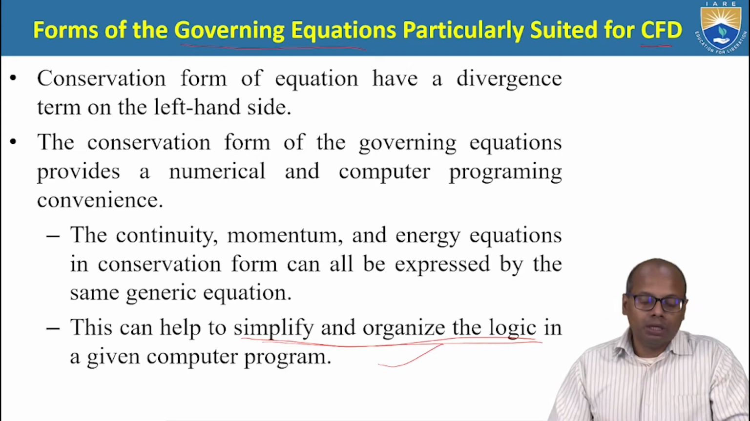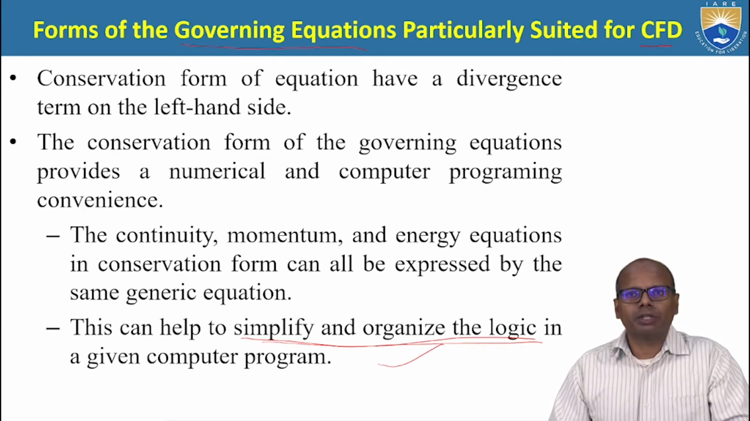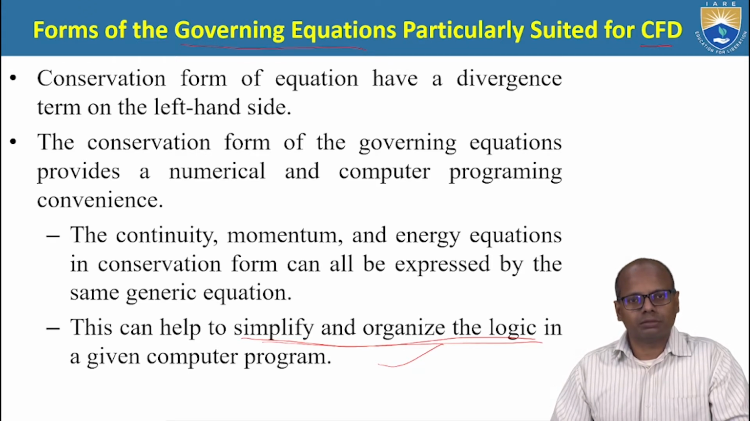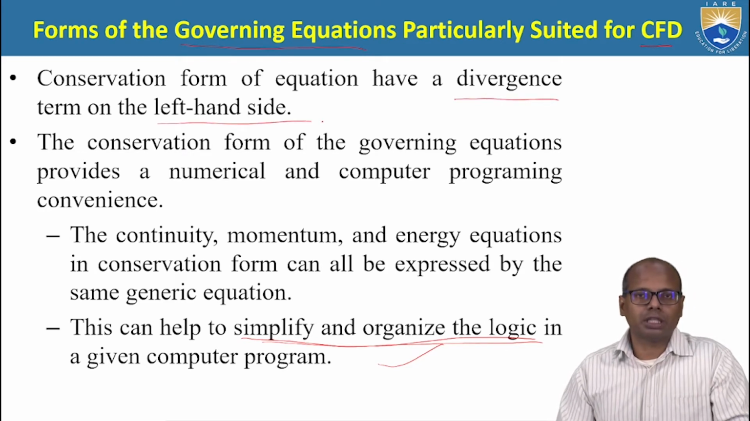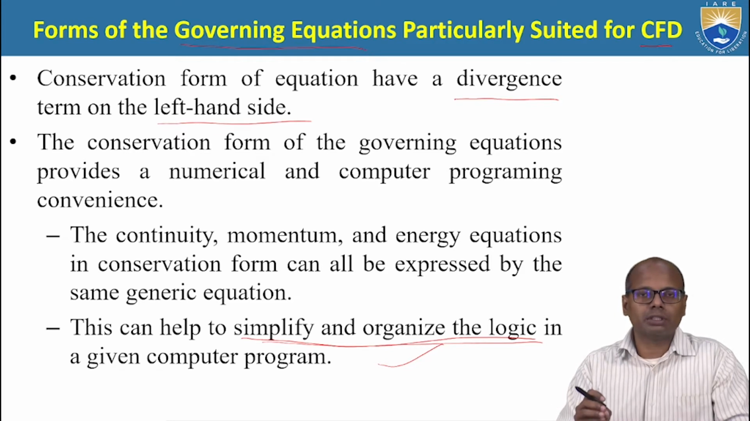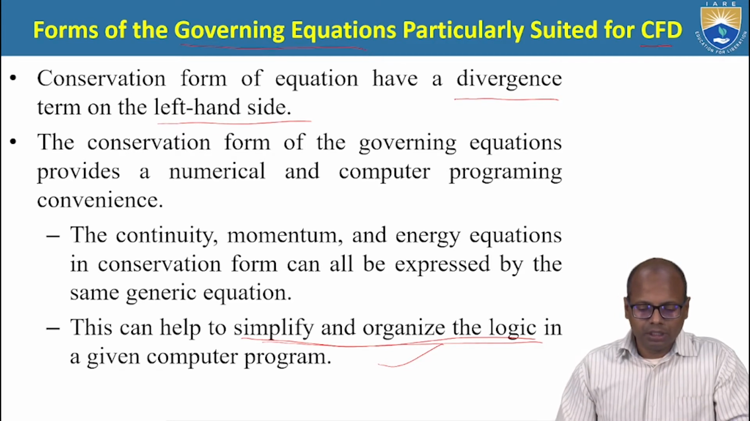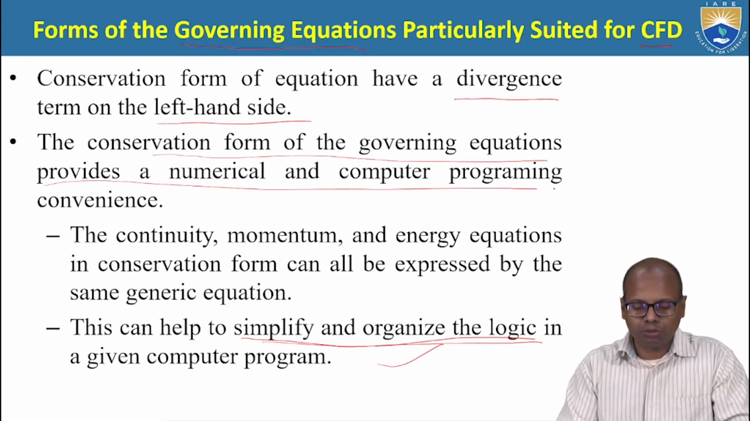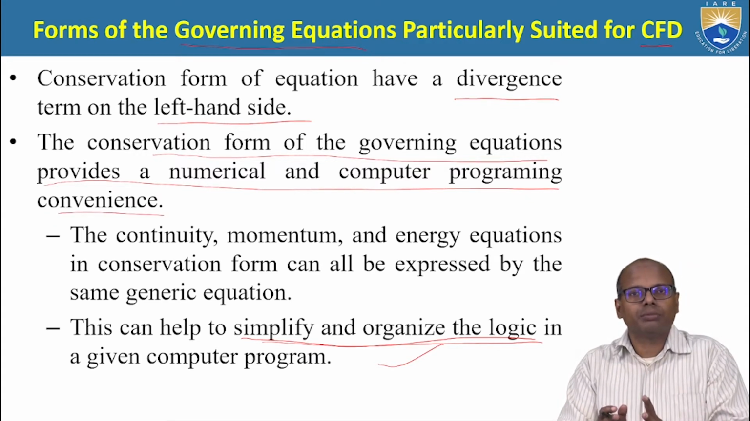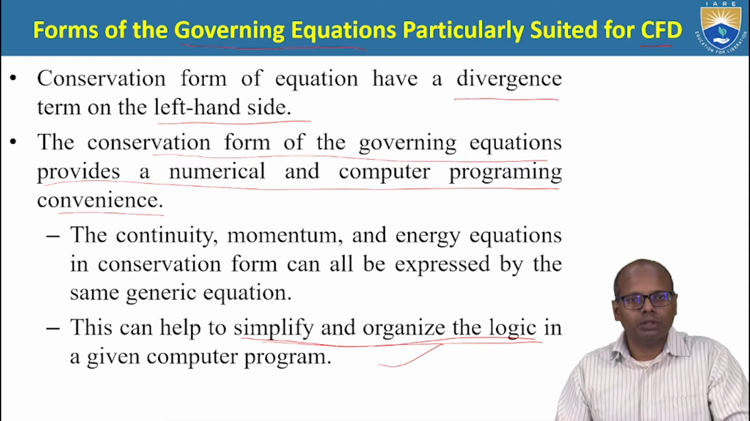Now, the conservation forms of equation that we have seen in the last few classes, the conservation forms of governing equation, in that you will see the divergence term on the left hand side. The conservation form means there is a divergence term on the left hand side. The conservation forms of governing equation provide the numerical program convenience. Why are we taking the conservation form? It will give some convenience for writing the computer program.